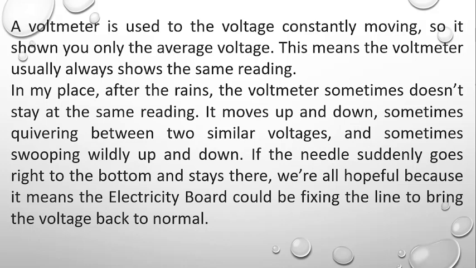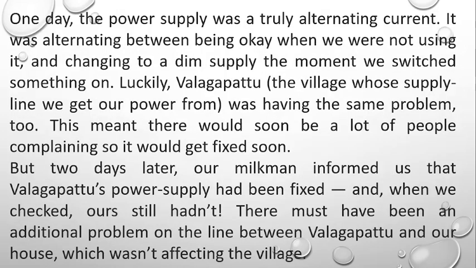In my place after the rains, the voltmeter sometimes doesn't stay at the same reading. It moves up and down, sometimes wavering between two similar voltages, and sometimes swooping wildly up and down. If the needle suddenly goes right to the bottom, we are all hopeful, because it means the electricity board could be fixing the line to bring the voltage back to normal.